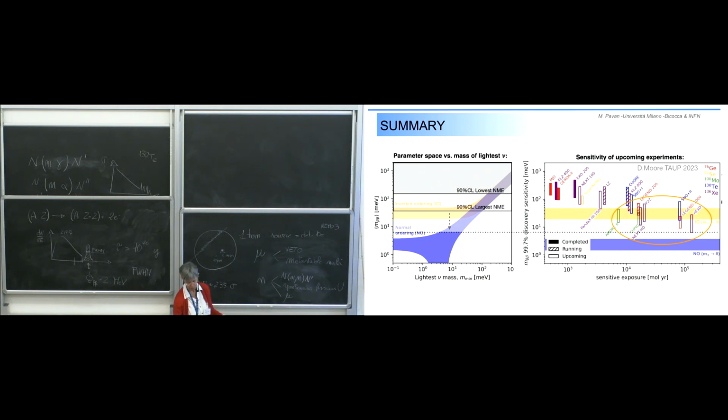So what we are doing is the following. We have a few experiments that are still running and taking data. And we already have plans for their upgrade to, let's say, the ton scale. And this requires money and improvement of the technology. From the point of view of the technology, the real challenge is to be able to have a reliable prediction of the background.